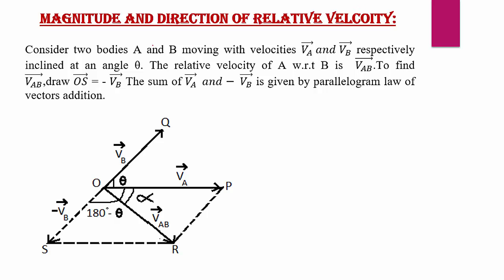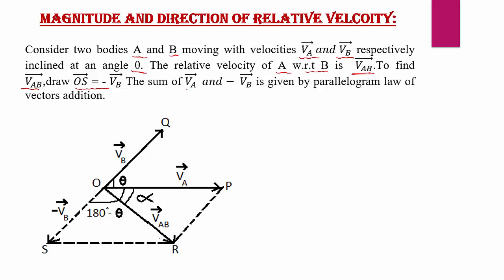Observe this diagram. We are going to consider two bodies A and B. These two bodies are moving with velocities vector VA and vector VB respectively. What are vector VA and VB? These are velocities of the body A and B. The angle between these two vectors is theta. Then the relative velocity of A with respect to B is vector VAB. Now to find VAB, let us draw OS equal to minus VB.